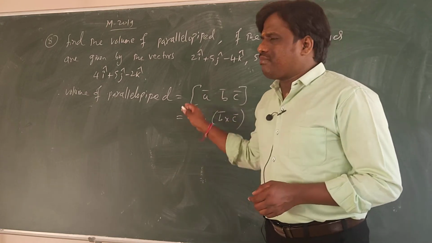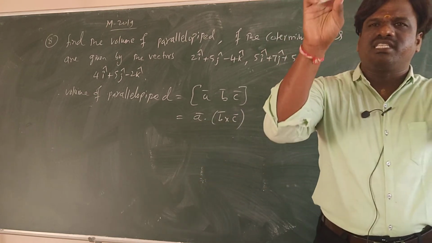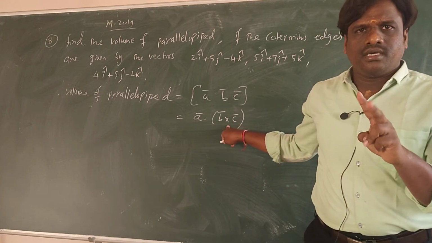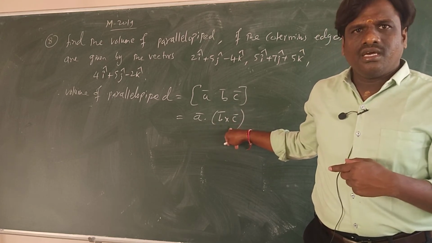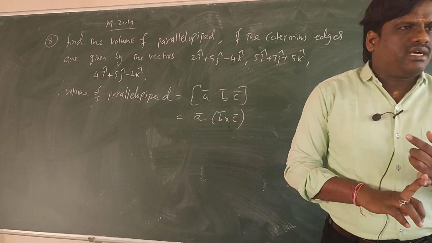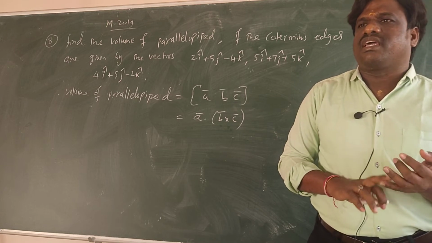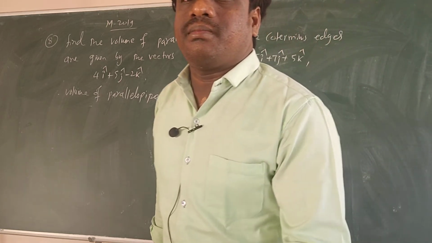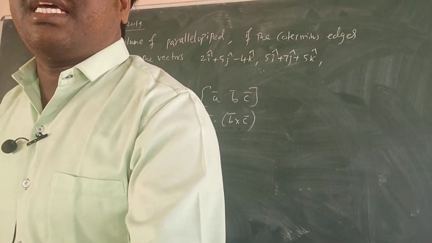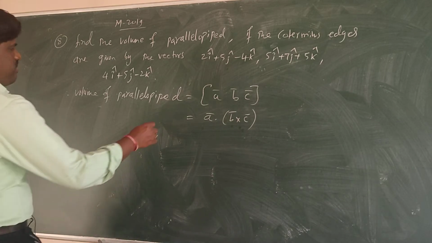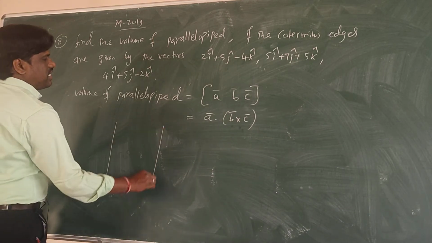Whenever you have a box, the determinant way is the easiest way. You can do this question two ways. You can find B cross C and then do the dot product with A vector. That is one method. Another method is directly using the determinant form. So the easiest way is the determinant form. Find the determinant, and that determinant will be the answer.